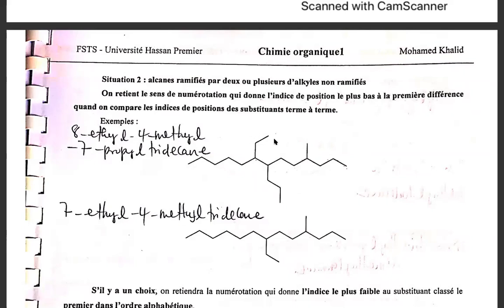Now, before naming this compound, or hydrocarbon, we are supposed to go to rule number 4. Rule number 4 states we are always supposed to arrange these alkyl groups, substituents, in alphabetical order. That's rule number 4. We are supposed to arrange them in alphabetical order.